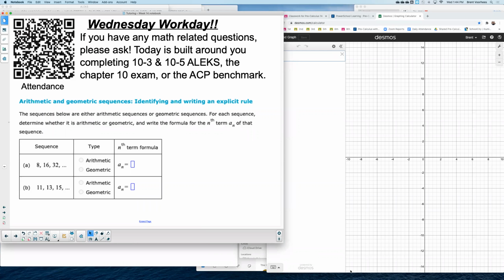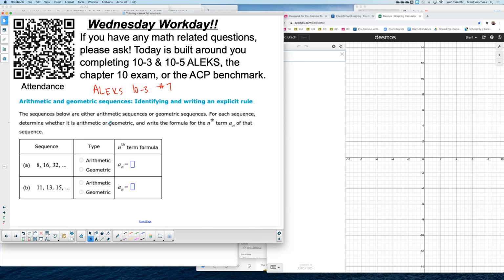All right, we're going to take a look at ALEKS 10.3, number 7. This is ALEKS 10.3, number 7. It says this: arithmetic and geometric sequences, identifying and writing explicit rule.